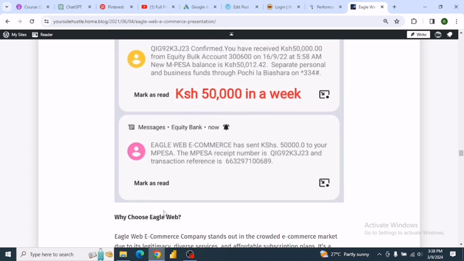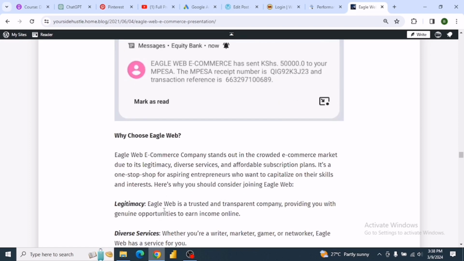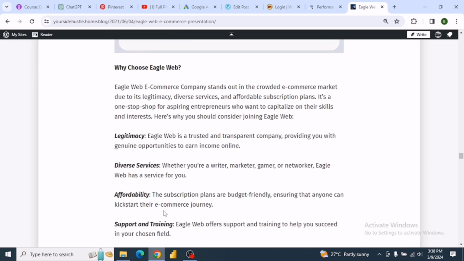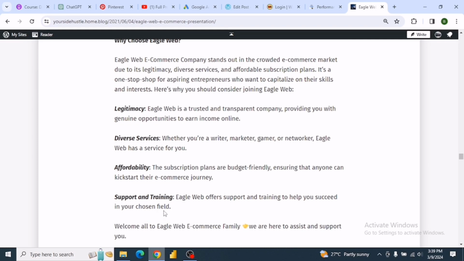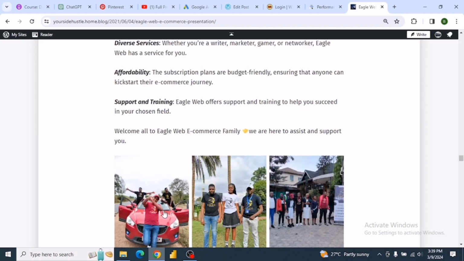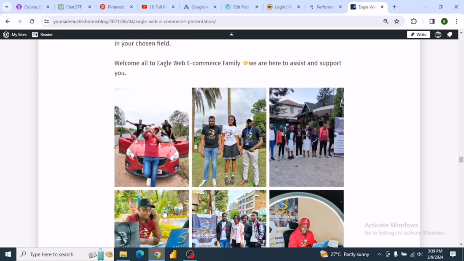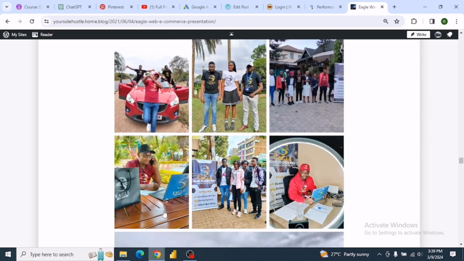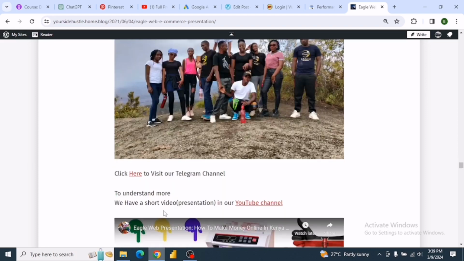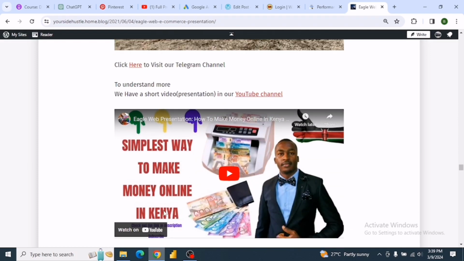So, who is Eagle Web? It's an e-commerce marketplace where you can make money. And why do you need to join this? It's legitimate, offers diverse services, is affordable, and also offers support and training. So when you get started, just know that you'll have people to hold your hands and help you till you succeed with Eagle Web.